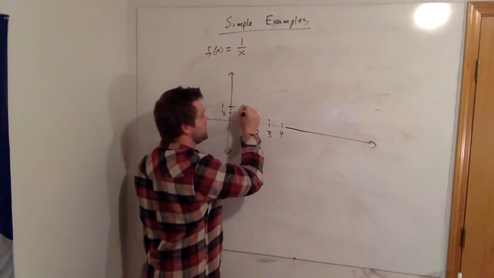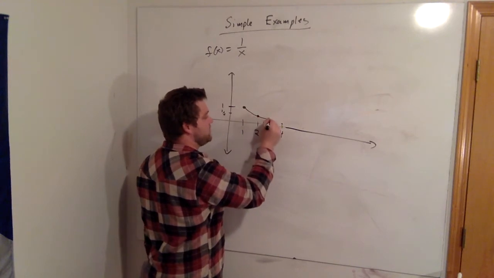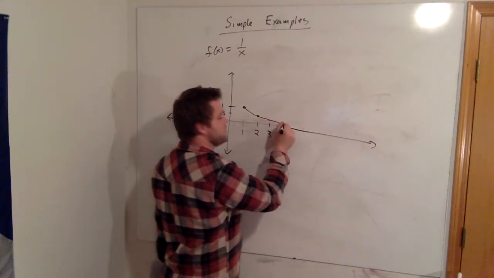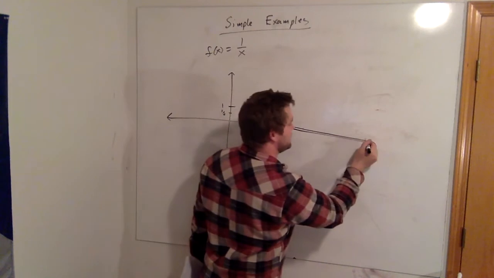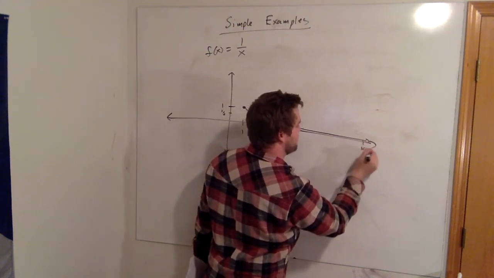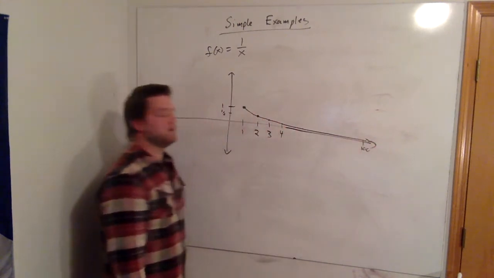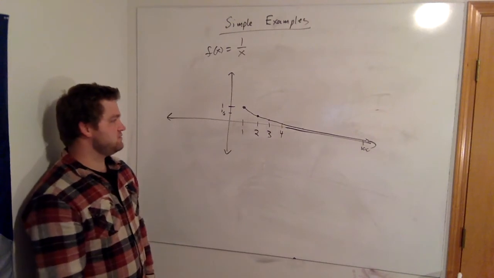I plug in 1, I get out 1. I plug in 2, I get out a half. I plug in 3, I get out a third. I plug in 4, I get out a fourth. And so on and so forth. Now if I plug in, pretend this is 100, it's going to be 1/100th. It's going to be really close to the x-axis.